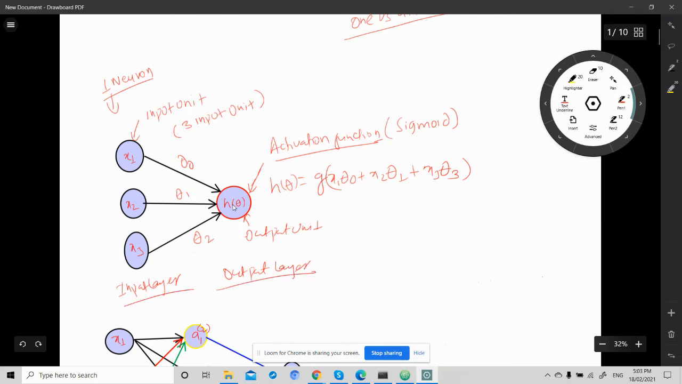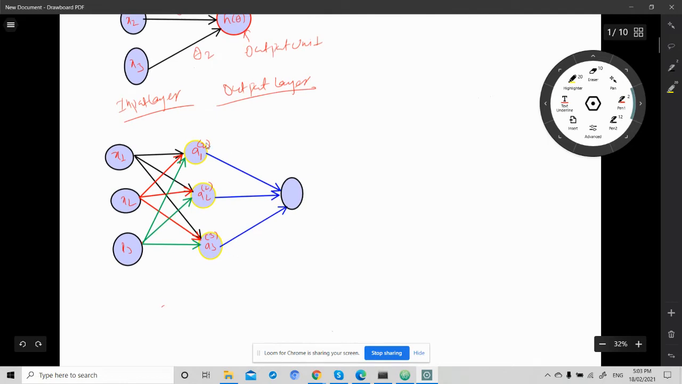That's what we call in neural network. Likewise, let's say I have a three-layer network. Why is it called a three-layer network? Because this one is called the input layer. This is my first layer, and this is my hidden layer. Whatever lies between the input and output layer is called the hidden layer. This is my second layer, and this is my output layer, and this gives me h theta of x.